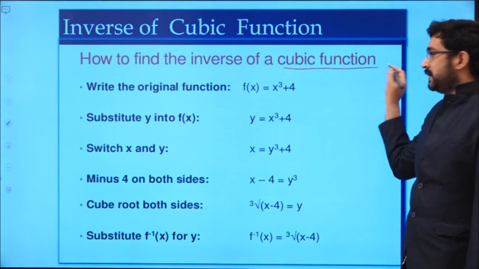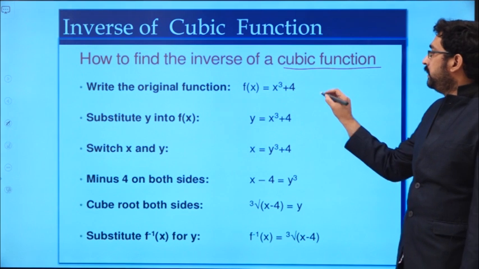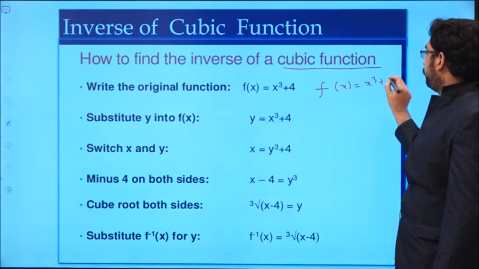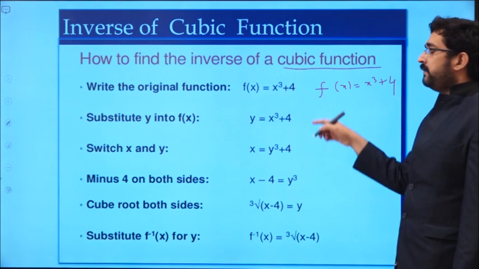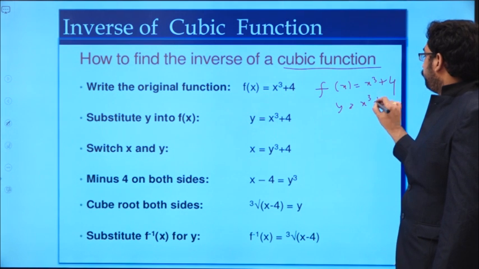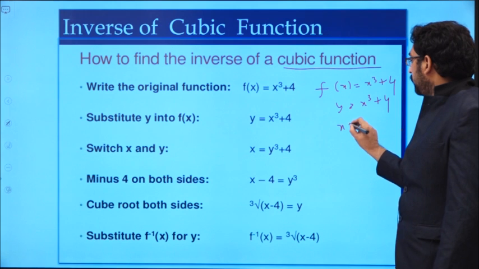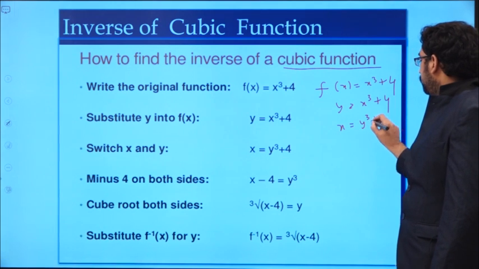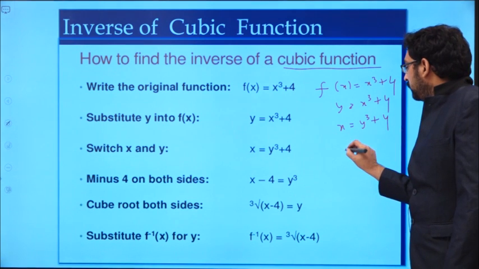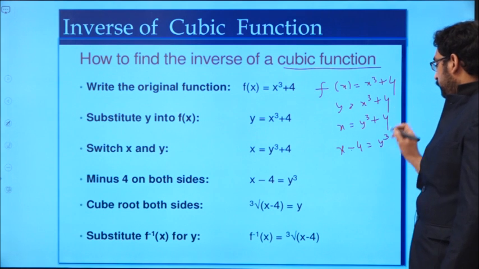Next, cubic functions. So how to find the inverse for cubic functions? Here is an example, f of x equals x cube plus 4. We know that f of x is nothing but y. So y equals x cube plus 4. Interchange the values of x and y. We get x equals y cube plus 4. Take 4 to the left side. Then we get x minus 4 equals y cube.